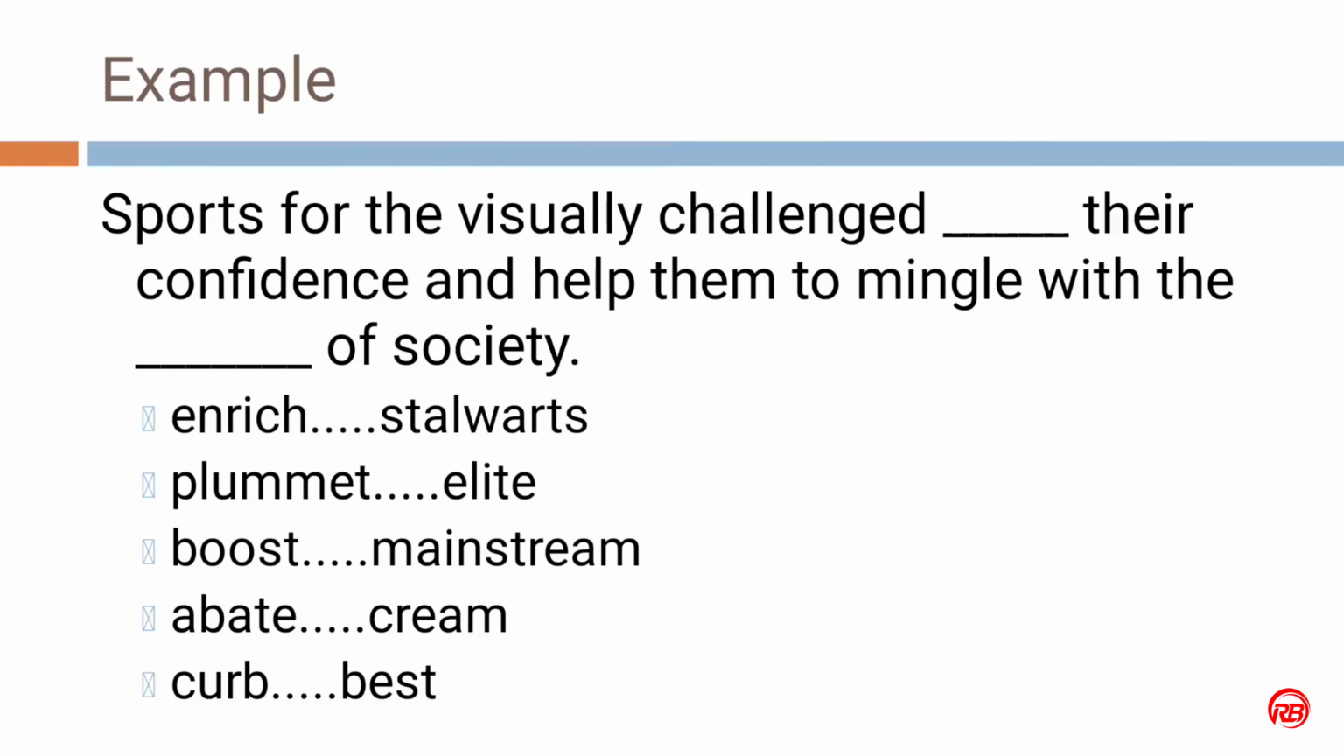And here I have given you an example. Sports for the visually challenged dash their confidence and help them to mingle with the dash of society. So here they are speaking about sports people, especially the visually challenged. So we have to motivate them in a positive way, then only they can easily mingle with society. We have to enrich their confidence and help them to mingle with the stalwarts of society.